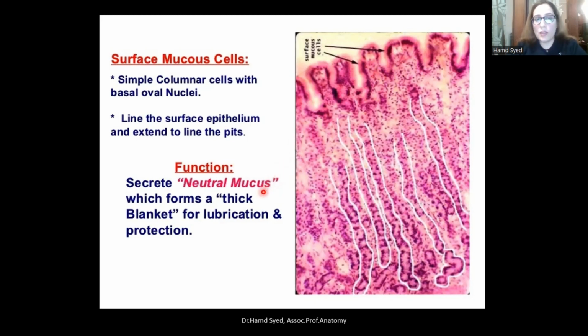Their function is that they secrete mucus, which forms a thick, lubricant layer on the inner surface of the stomach to protect the stomach itself from the erosive action of the gastric juices, the hydrochloric acid, which is the secretion of the cells of the stomach.